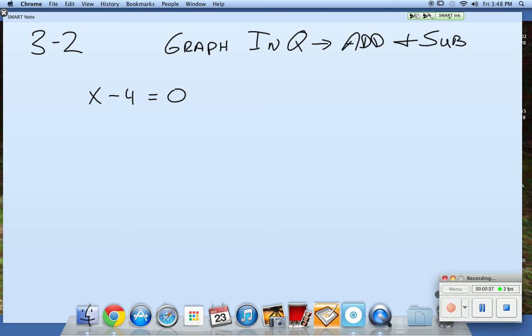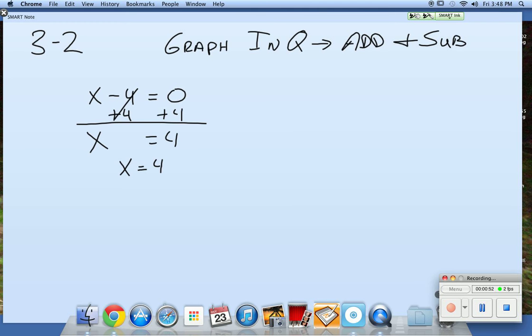And we wanted to solve this for x. Should be pretty easy. We'd add 4 to both sides. X, this cancels out, equals 4. So now we'd figure out x equals 4.